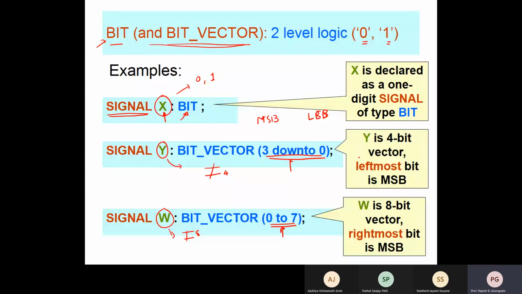So in this case, y is a 4-bit vector. So if I define y like this, it will be y0, y1, y2, y3. So it will look like this. This is y0. And this is going to be the MSB. This is going to be the LSB. It is not like that here in this case.